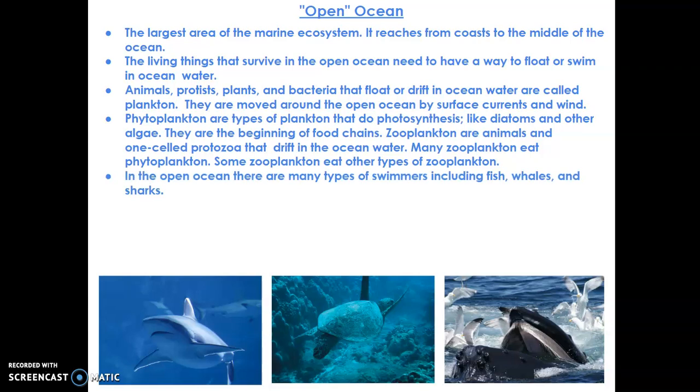Moving on down, in the open ocean, there are many types of swimmers. So swimmers, and these would include fish, whales, and sharks. Some fish, this is looking at the fifth bullet point down. Some fish, such as the herring and tuna, swim in schools, which would be groups of fish, while others swim alone.